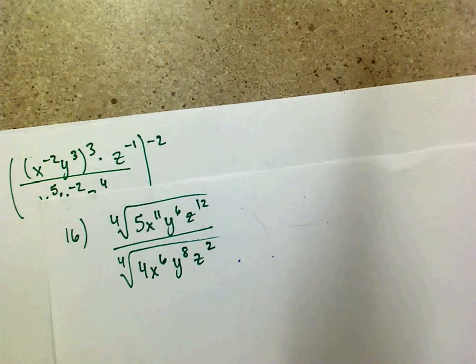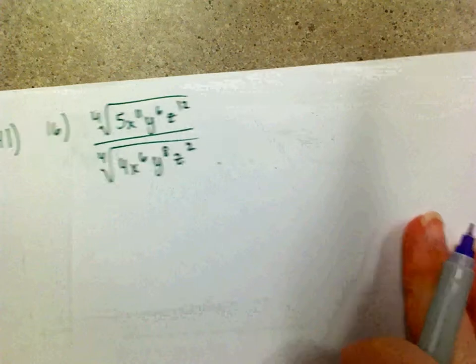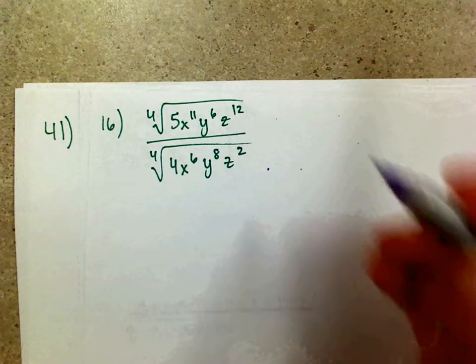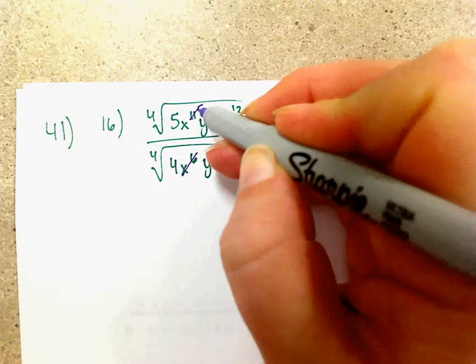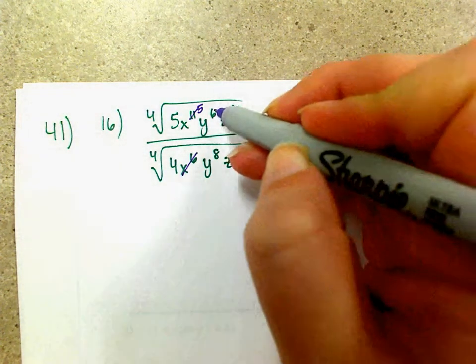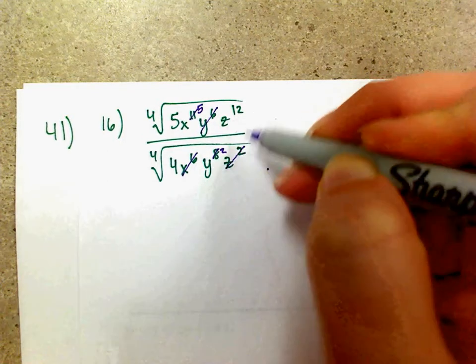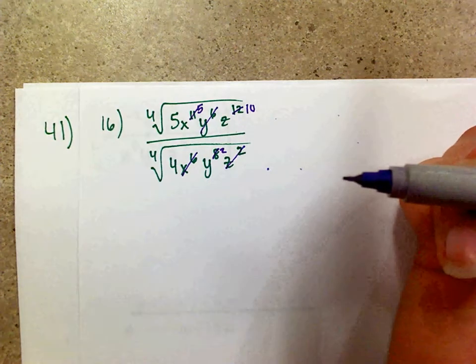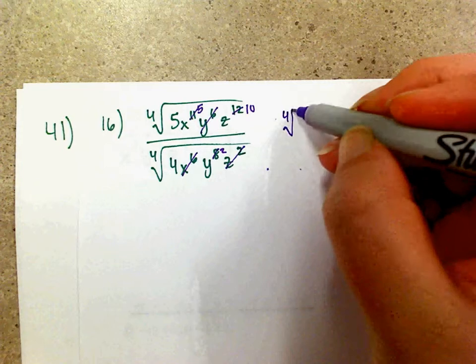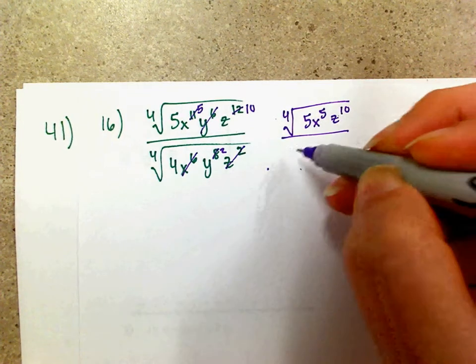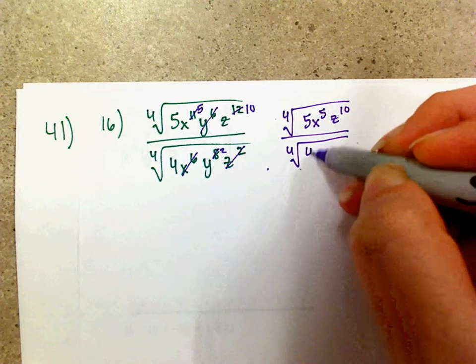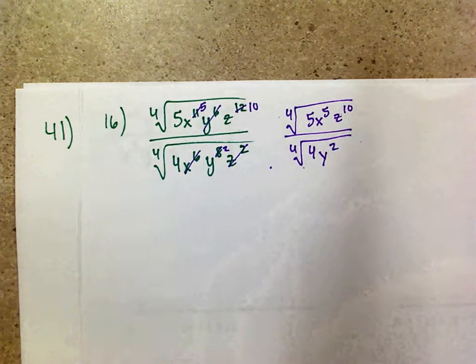Okay, same deal. Different problem. The 5 and the 4 don't simplify, which actually makes it a little bit easier, so we'll go ahead and just start simplifying the variables. 6 of these leave me with 5 up there. 6 of those leave me with 2 down here. 2 of these leave me with 10 up there. Okay, so I've got the 4th root of 5x to the 5th, z to the 10th, over the 4th root of 4y to the 2nd. Okay.